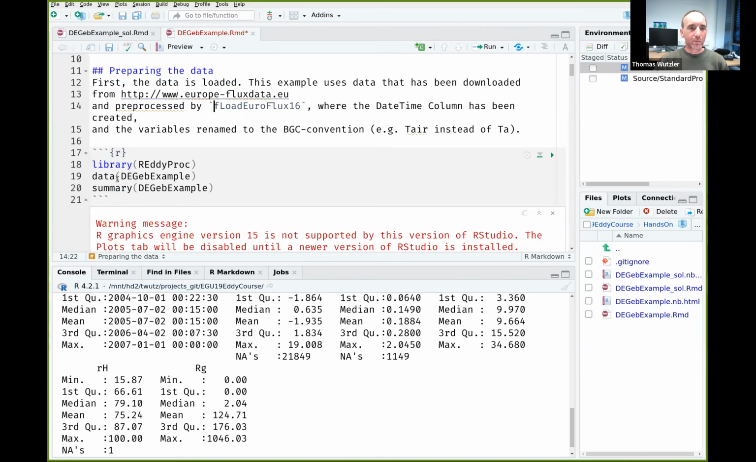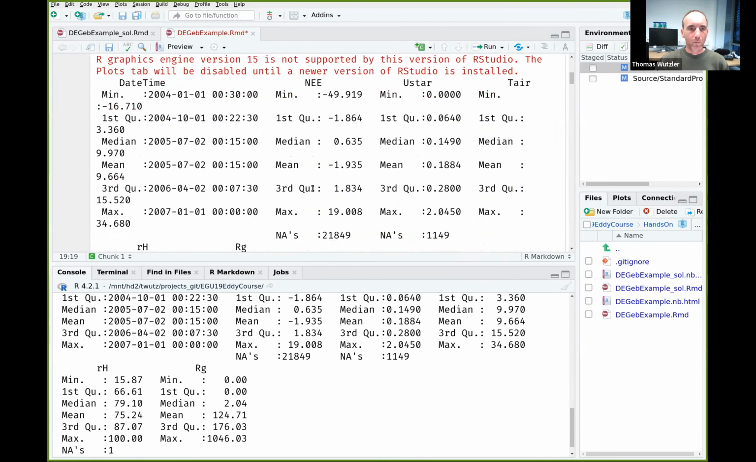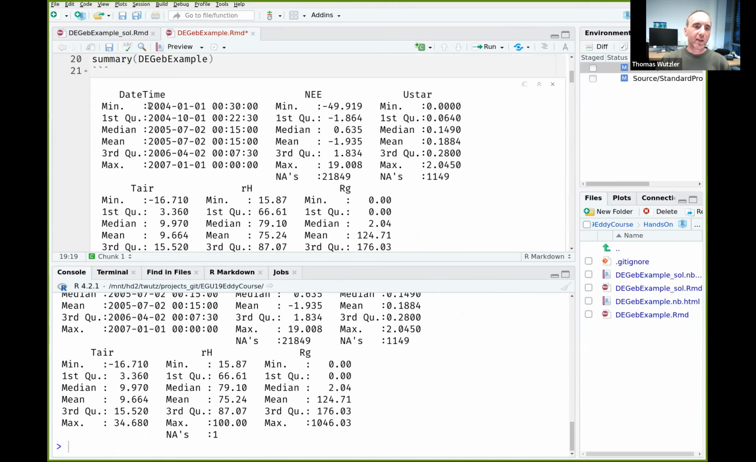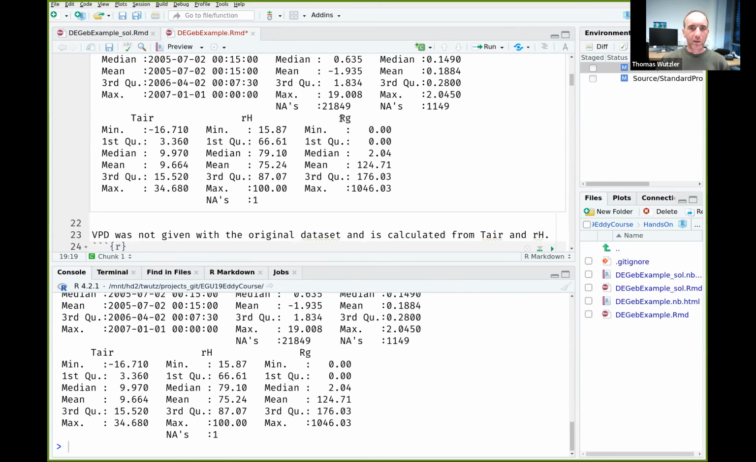So first we load our library, and then the example data set is already available. We have to call data to make it available. And then we can print the summary here. We see the variables have a DateTime column, which is already in R POSIXct format, and it starts at the right hour already. We have NEE in micromole CO2 per square meter per second units, ustar friction velocity, air temperature, relative humidity, and incoming solar radiation.